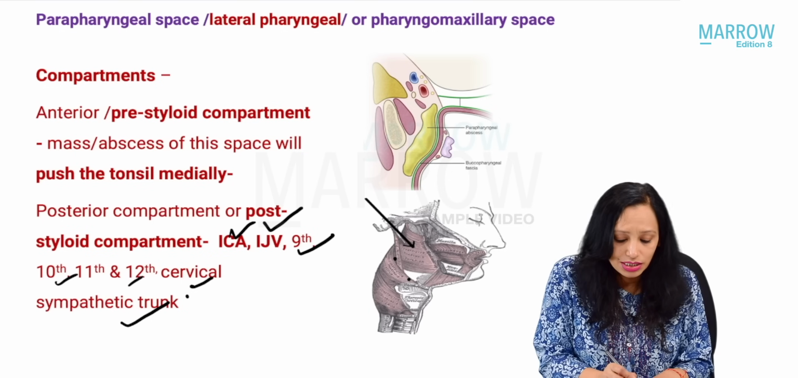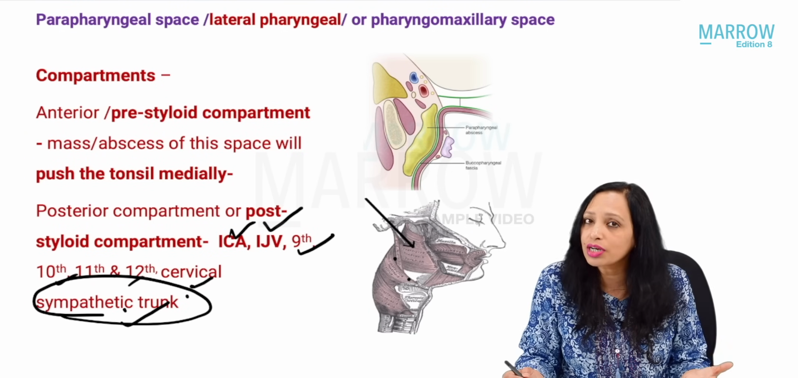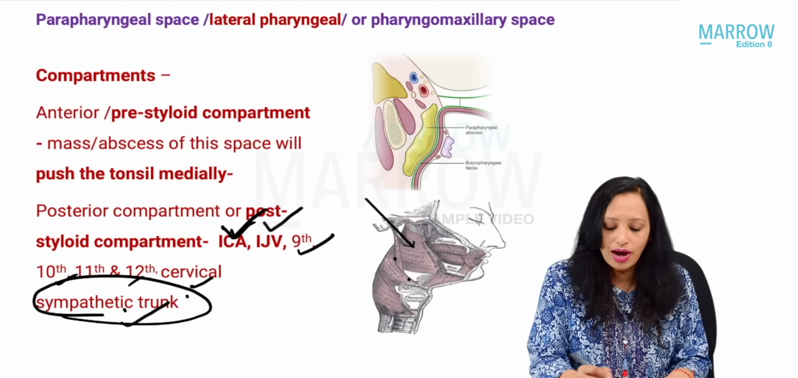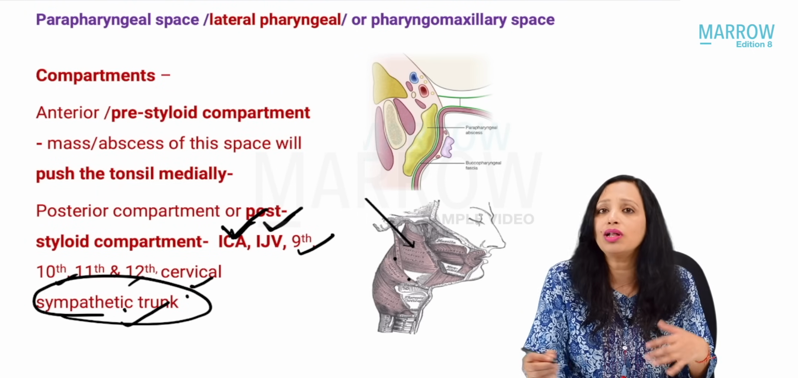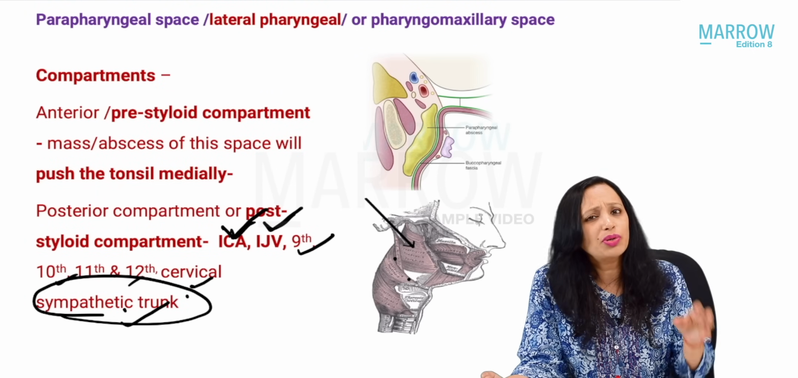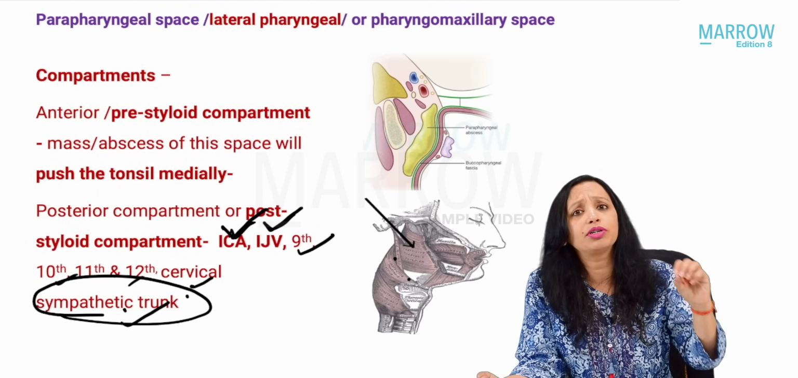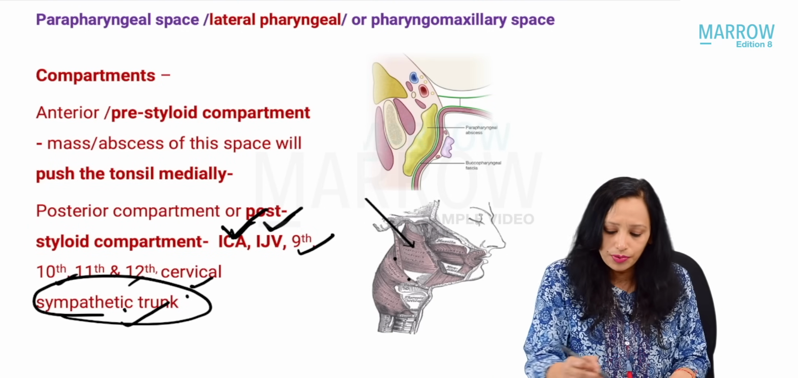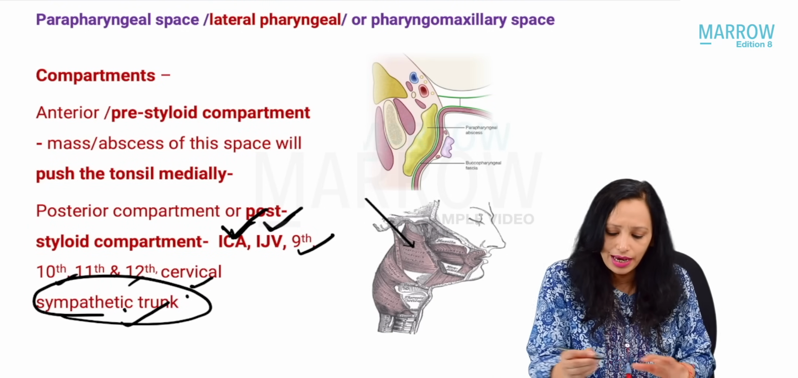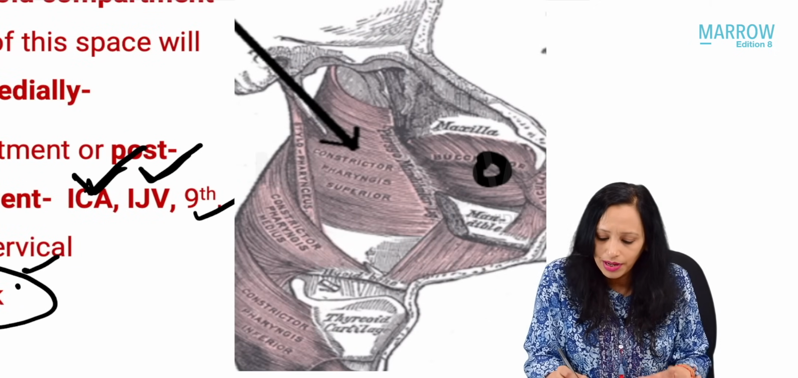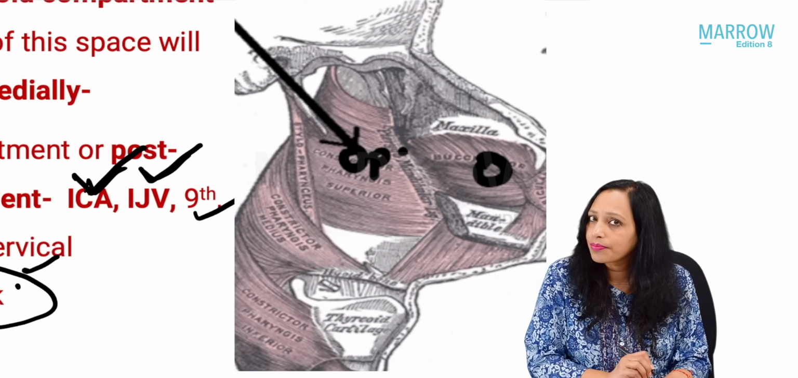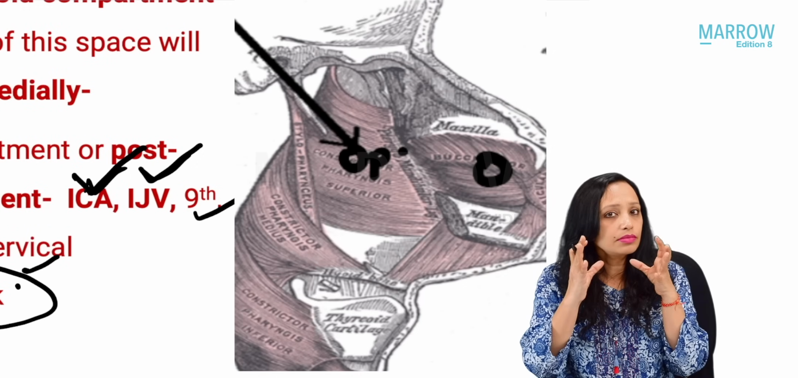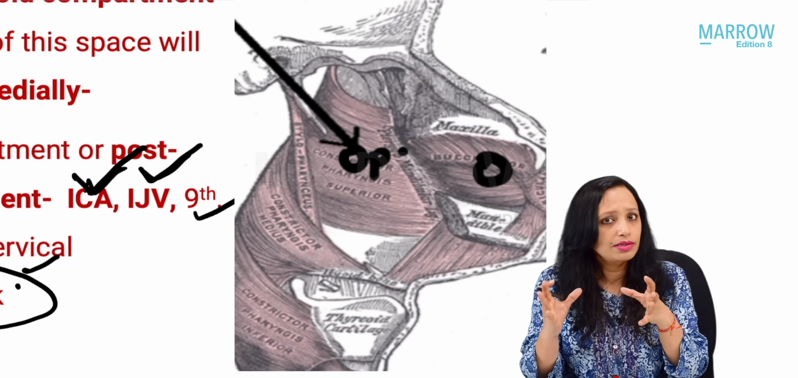If there is Horner's syndrome, that is because of sympathetic trunk involvement, it will be involvement of the posterior compartment. Involvement of internal carotid, IJV, all this will be posterior compartment. So any of this given in your question will tell you it is posterior compartment involvement, right? Also notice that I told you that we have the oral cavity here and behind that is the oropharynx. So if there is any mass in the parapharyngeal space, yes.